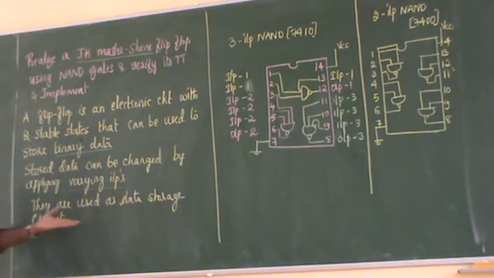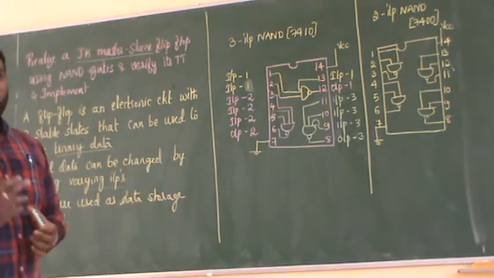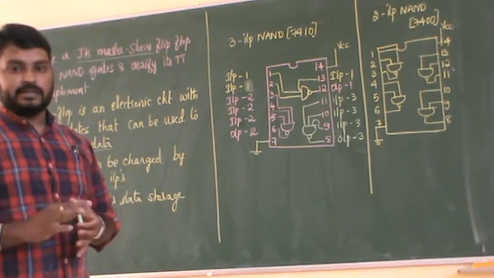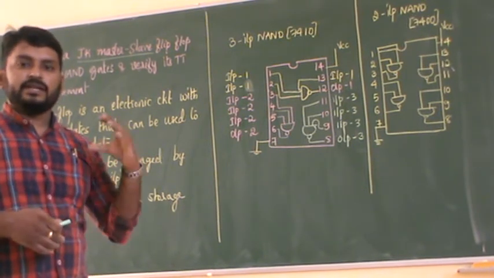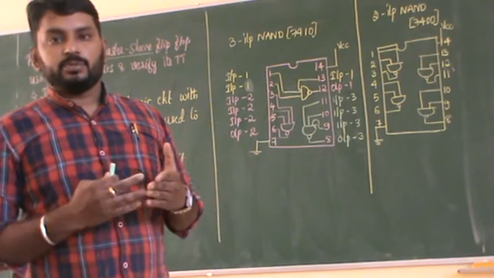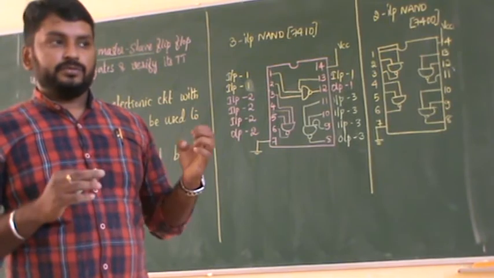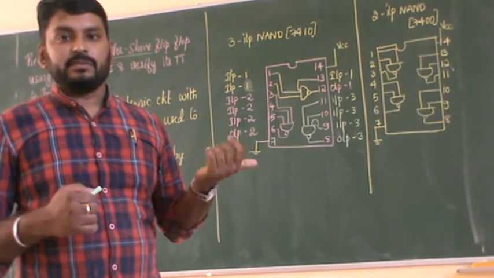They are used as data storage elements, that means flip-flops. Okay, have you all understood the basic definition of a flip-flop? A flip-flop is nothing but an electronic circuit which provides two stable states and is used to store binary data. It can store either 1 or 0. You can change the stored data by giving different inputs. Whenever I explain the truth table, you will understand how to vary the inputs and how the stored binary data gets changed. All those things you will understand when I explain the truth table.